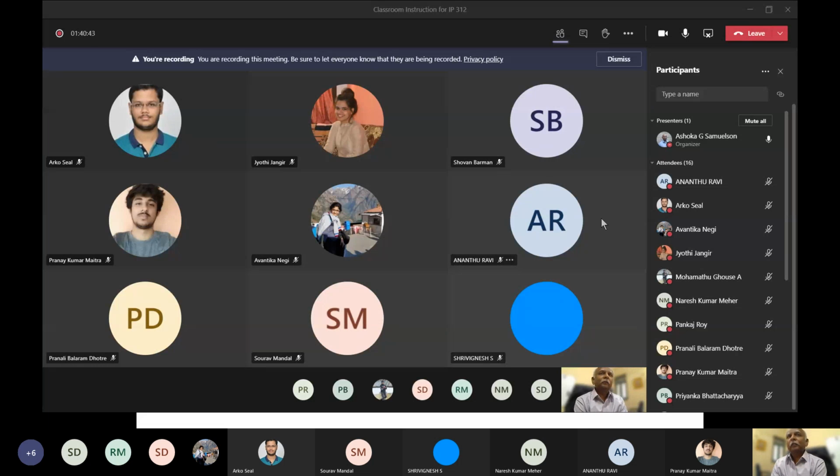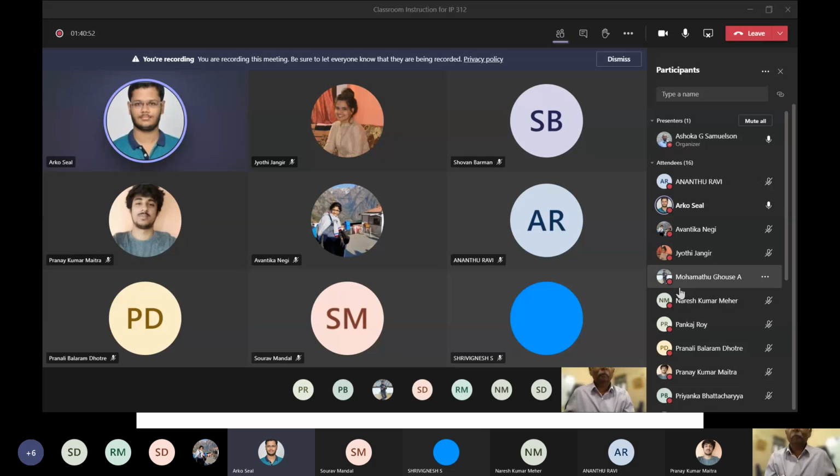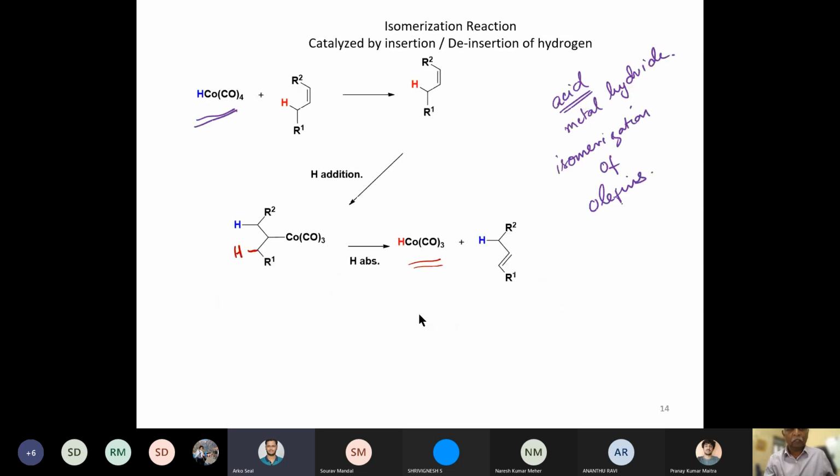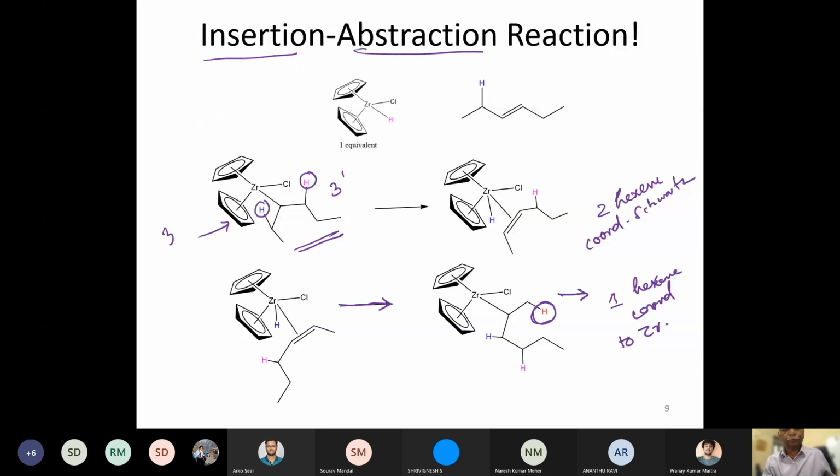Okay. Anything else? Sir, in the case wherein there was isomerization of the hexenes, there the migration and the reinsertion is controlled with the sterics, right? Yes. Is it similar to that of the BH insertion, which we see in alkenes, and then heat it and the boron goes to the terminal carbon?